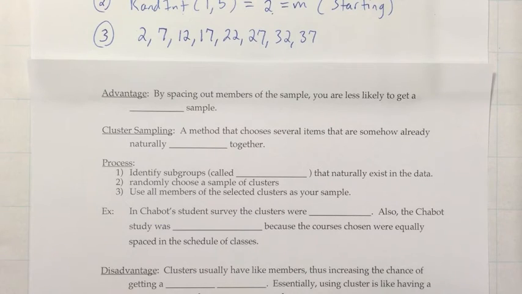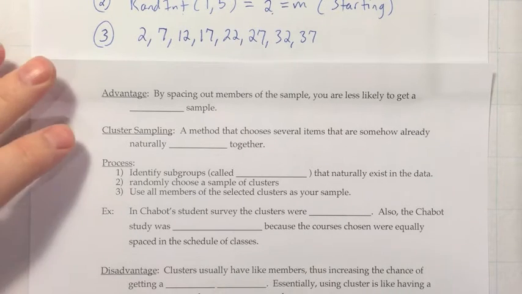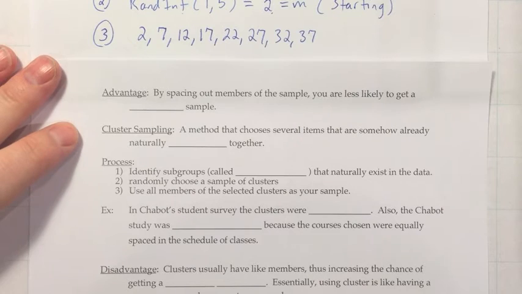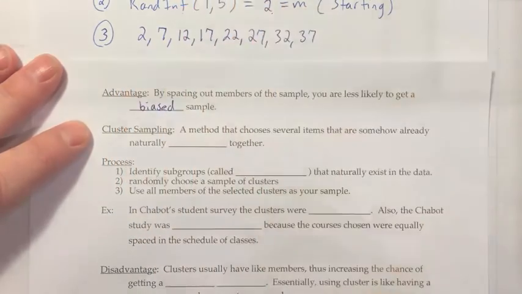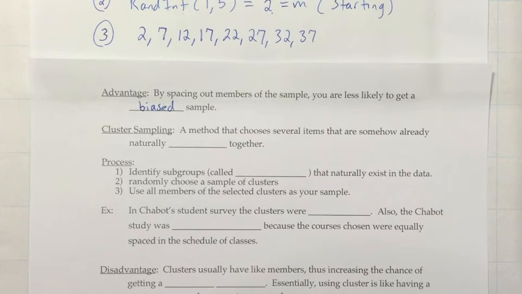All right, now that we've seen an example of how to choose a systematic random sample, I want to talk about the effects of that on how good of a representative sample we have. It turns out that this method usually produces an advantage. By spacing out members of the sample, you're less likely to get a biased sample. In the Chabot study where they did every 30th class, we said that's going to prevent you from getting unlucky and over-representing math or under-representing PE. We should, by that spacing out, end up getting kind of the right proportion, which is always a good idea and a beneficial thing when you're trying to get a representative sample.